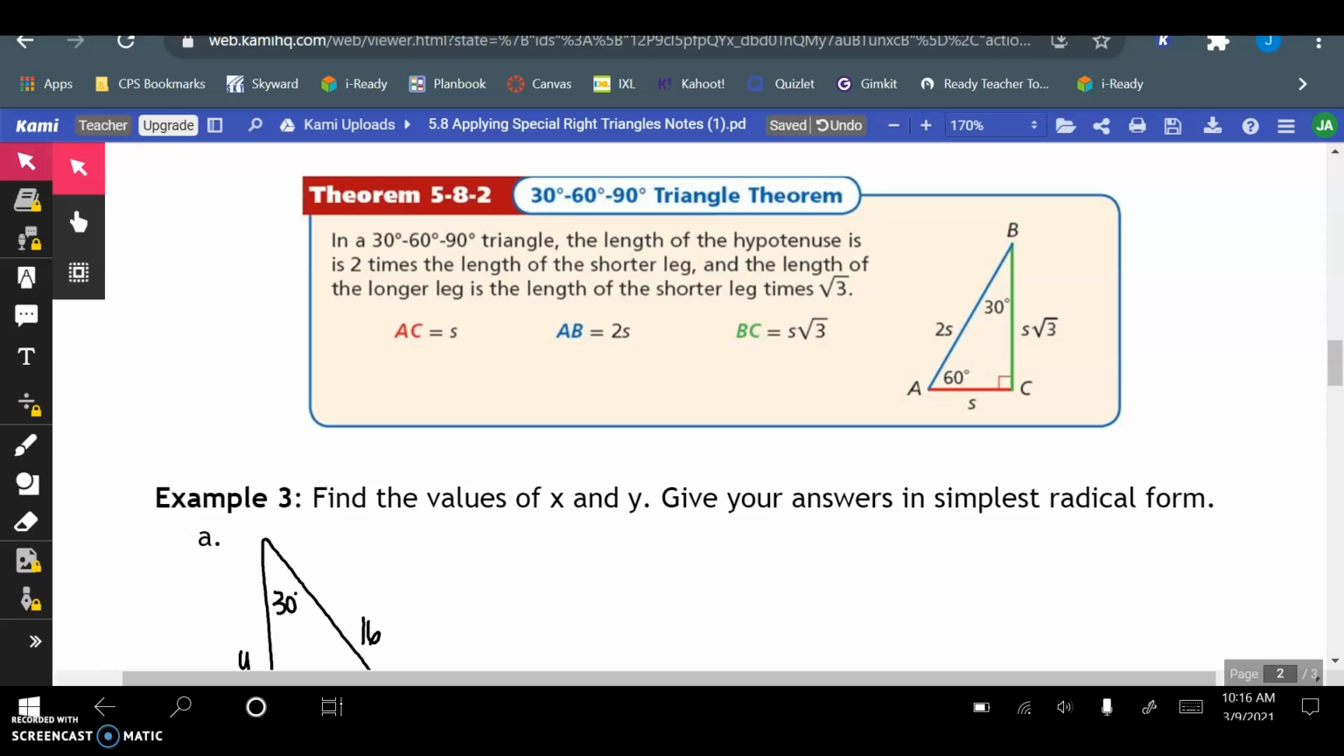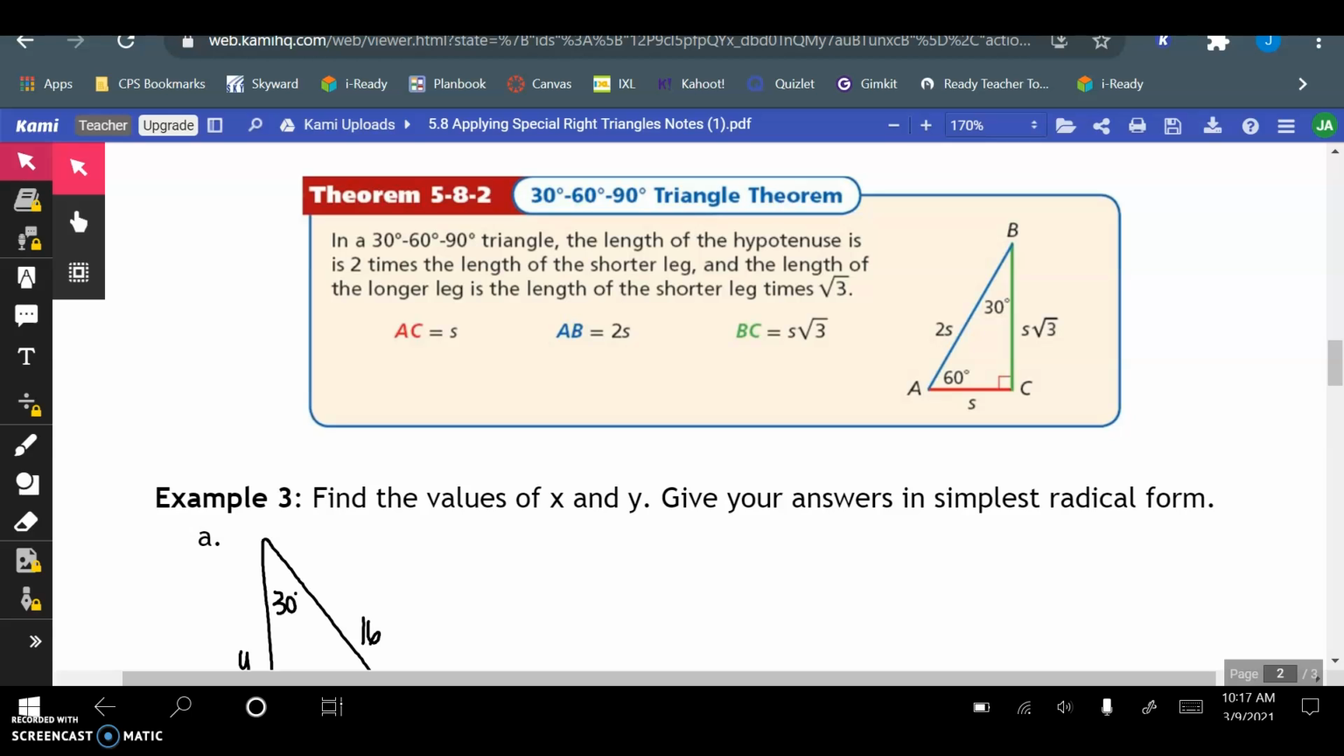Moving on to the 30 degree, 60 degree, 90 degree triangle theorem. One of the legs is going to be S. The hypotenuse is going to be 2 times that length. And the other leg is going to be S times the square root of 3. So how do you know which leg is what in these problems?